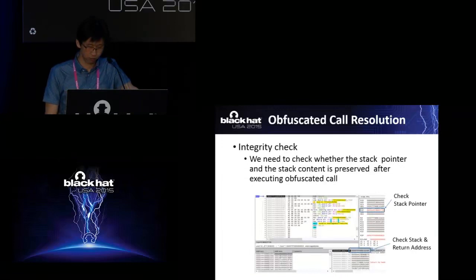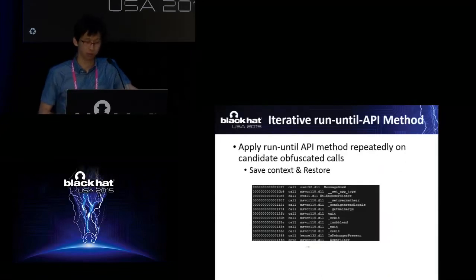We need an integrity check again, because we use approximated candidate addresses. So I check the stack pointer and check the stack itself, whether it is changed, and do run-until-API again and again until we check all API call candidates. So at last, we have the call addresses and target API columns.